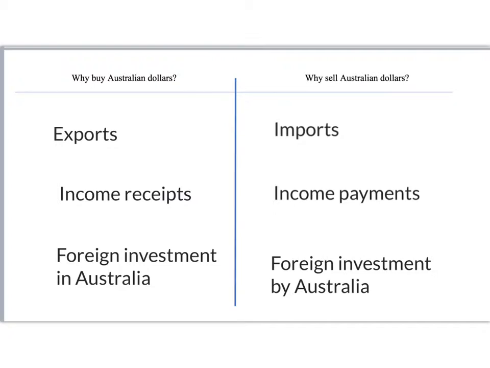Similarly, there are three reasons why people would sell Australian dollars. To buy overseas goods or services, that's imports to Australia. To pay money to someone overseas, that's an income payment from Australia. Or to buy an overseas asset, that's foreign investment by Australia. All purchases and sales of Australian dollars fall into one of these three categories.